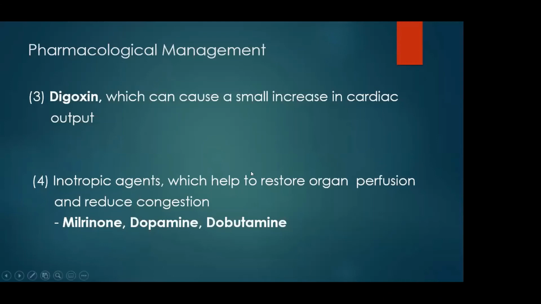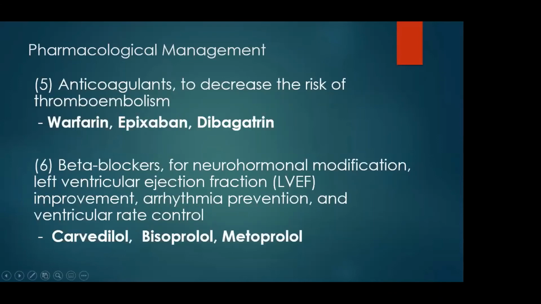So inotropic agents, which help restore organ perfusion and reduce congestion, are milrinone, dopamine, and dobutamine. Anticoagulants decrease the risk of thromboembolism. Beta blockers are used for hormonal modification, arrhythmia prevention, and ventricular rate control.